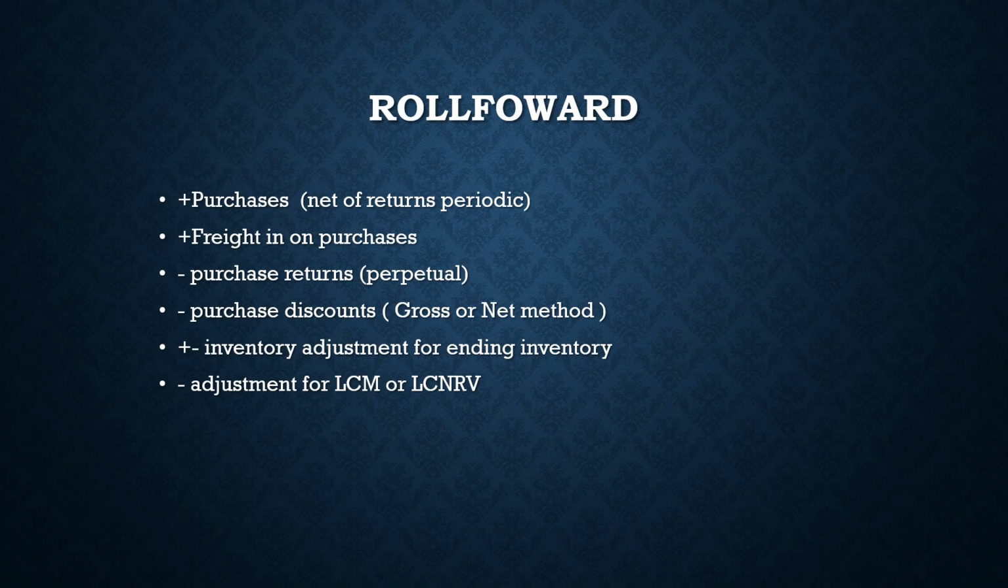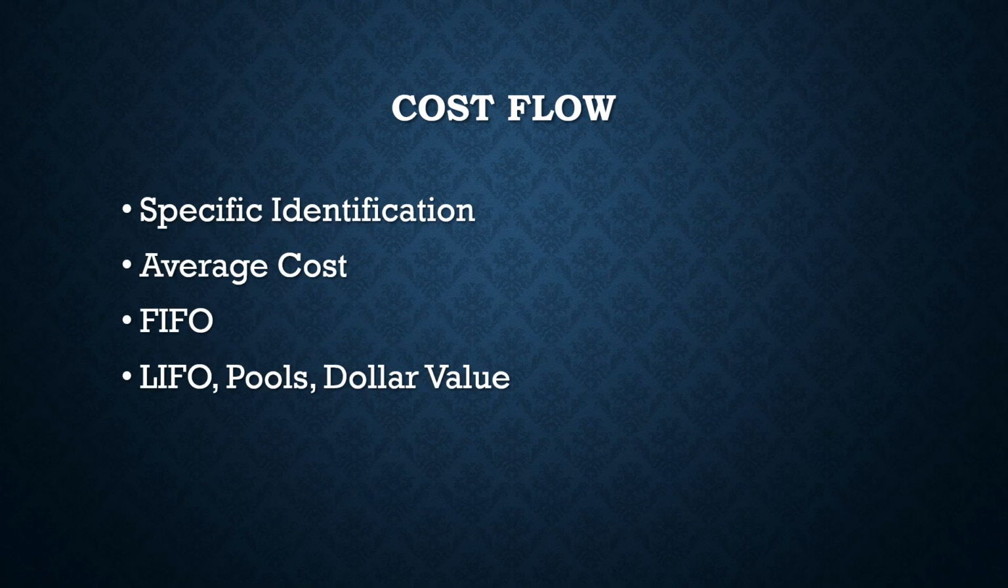Inventory adjustment for the ending inventory is on the roll forward. And then finally, the last entry is the adjustment for the lower of cost or market or the lower of cost or net realizable value. Okay, for cost flows, calculating the carrying amount of an inventory is the cost flow. We have specific identification, average cost, weighted average cost, FIFO, and LIFO. And LIFO can have various pools or dollar value applications.